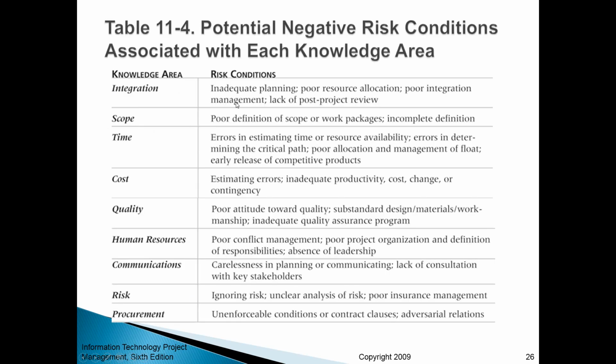Now, another way to classify risk is in terms of the project management knowledge areas. So typically we have the following knowledge areas under project management: project integration, scope, time, cost, and quality management, then human resource management, communications management, risk management, and procurement management. So risk can also arise from any of those categories.